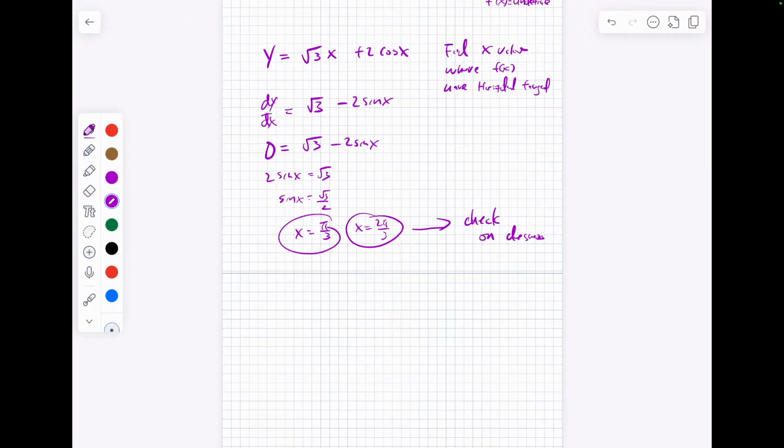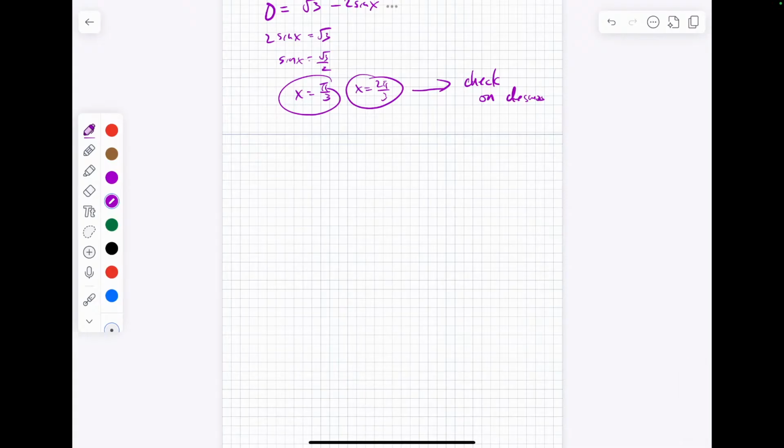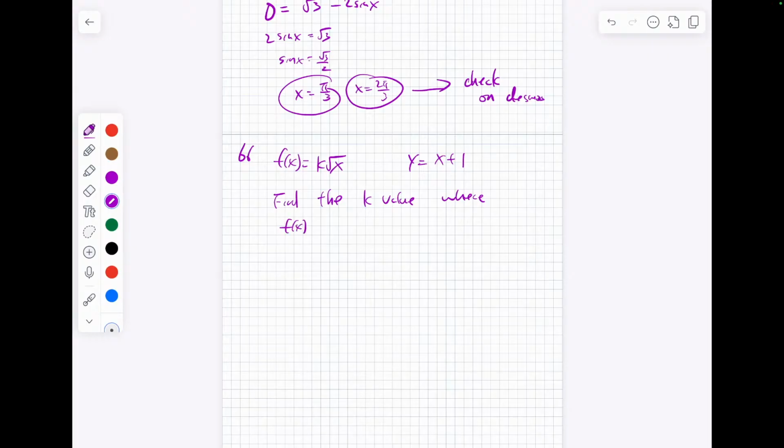Okay, so today's homework, you're going to have some horizontal tangent. Next thing is this question, which is the hard part of the homework. I'm going to help you with question 66. It says f of x equals k root x, and y is equal to x plus 1. What you have to do is find the k value where f of x and y are tangent to each other.